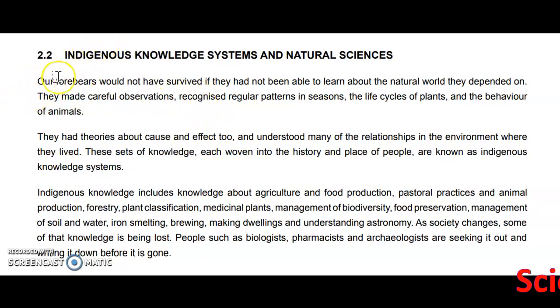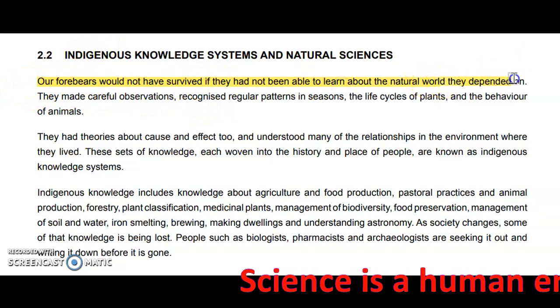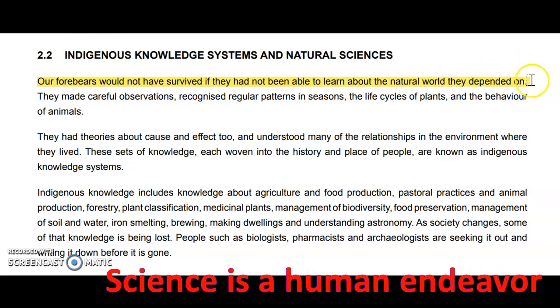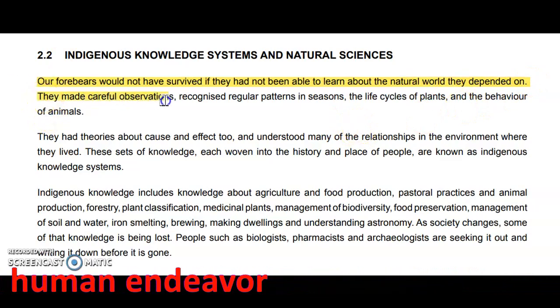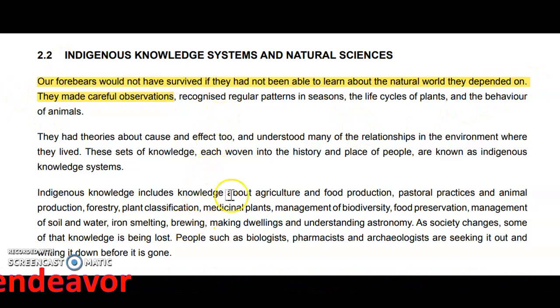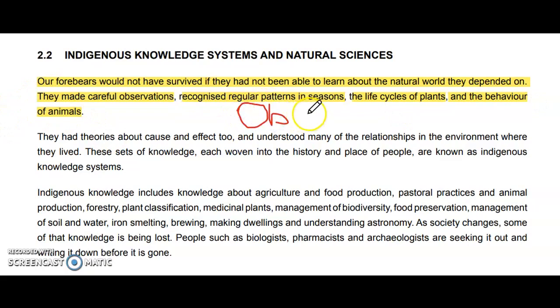From the onset, I want you to realize that that process of science is not just a Western thing. In every culture, people would not have been able to survive if they did not learn about the natural world. So they did make careful observations. People recognized regular patterns in seasons, in the life cycles of plants and the behavior of animals. And all of that was incorporated into the culture of our forefathers. And that is often what is called indigenous knowledge.